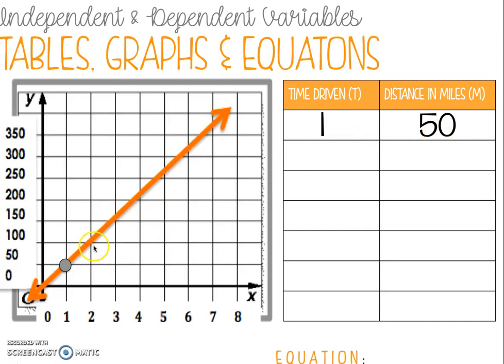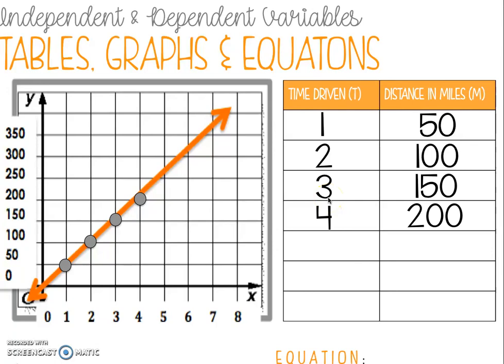Then we're going to come back to our graph and look for our second coordinate pair. Our second coordinate pair is at 2, 100. So after 2 hours, you can travel 100 miles. Then we're going to look at 3, and when our hours are 3, you can travel 150 miles. So over here in our chart, we have 3 hours, and you can travel 150 miles. Then at 4, you can travel 200 miles. So in our table, when our t is 4, you can travel 200 miles.